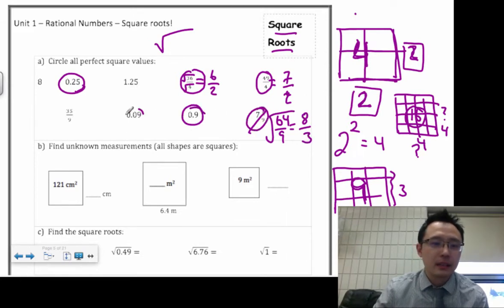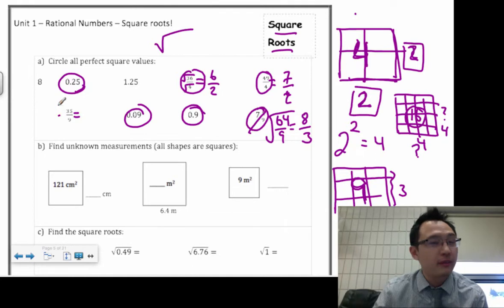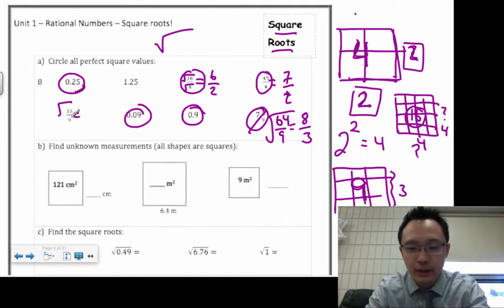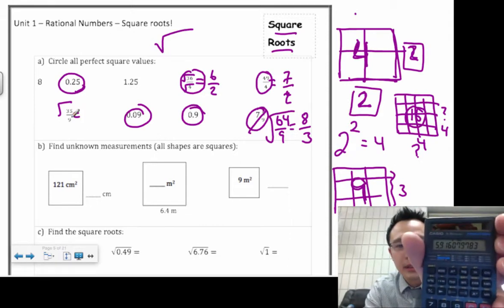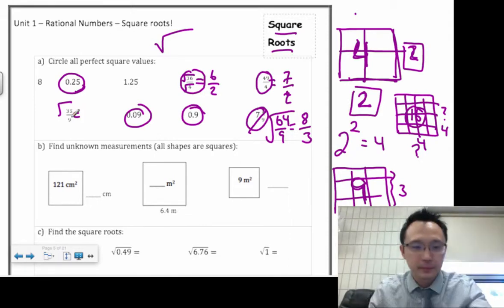This one works. This one works. This one works. This one doesn't work because of the square root of 35. What is the square root of 35? Let's see. It's 5.9, so that doesn't work. So if you're unsure, check it out in your calculator.